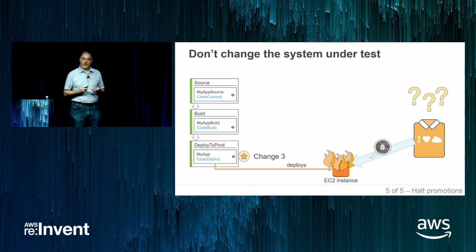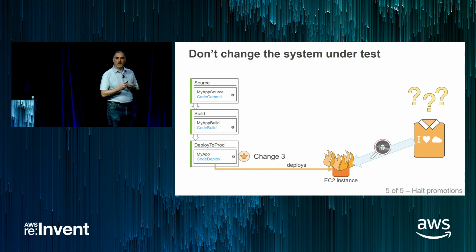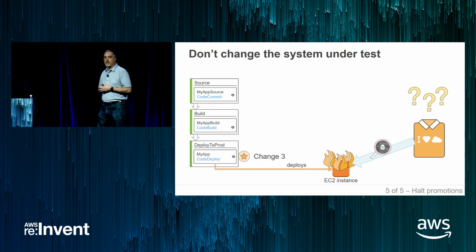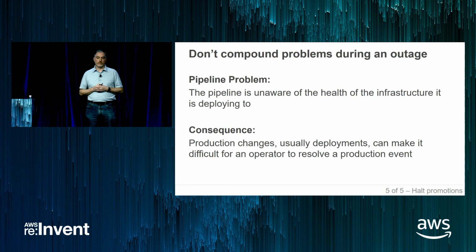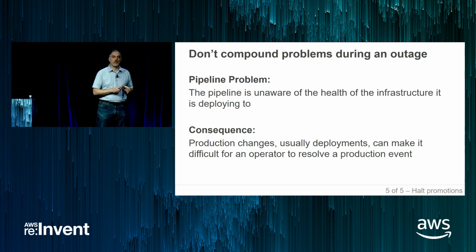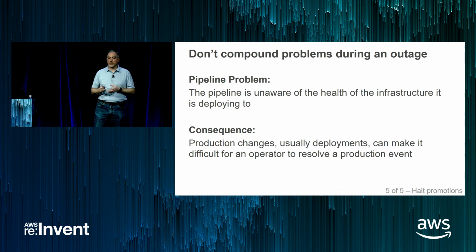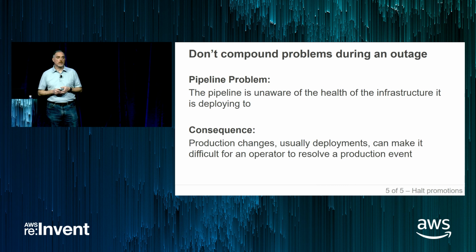So this was a bad customer experience, because the customer had random failures if they were hitting that host, but it also made it very hard for the operator to diagnose the issue that was occurring. So when your system is experiencing an availability event, it's helpful to keep the system stable. We want to disable new transitions into our production stages during an availability event unless we have a specific fix that we want to get out to production.